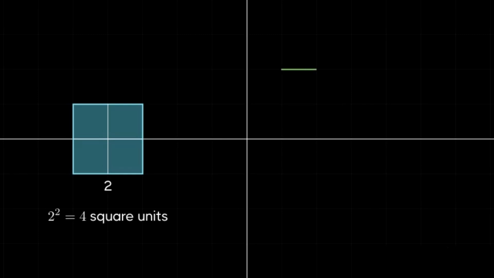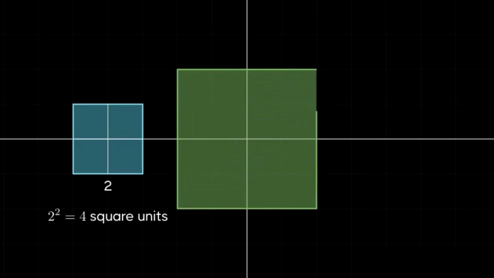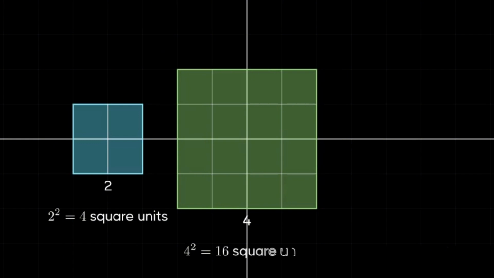Now let's look at a larger square with a side length of 4 units. This square is bigger because each side is 4 units long instead of 2. When we divide this square into unit squares, we can see it contains 16 of them. That's because we have 4 rows with 4 unit squares in each row. The area of this square is 4 squared, or 4 times 4, which equals 16 square units. We multiply the side length by itself because we need to count all the unit squares inside.